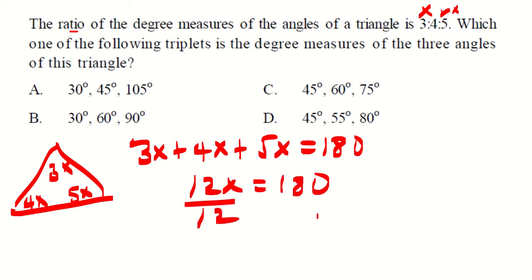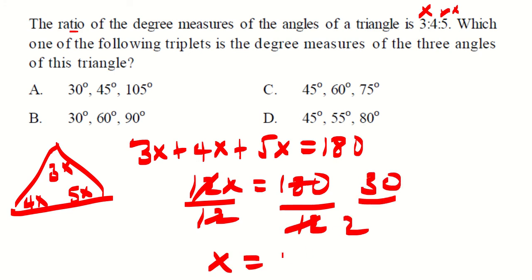Then divide both sides by 12. Then get the value of x. By 6, this will be 2. This by 6, 30. 30 divided by 2 will be 15. This is the x value. The question doesn't ask for x. So now we are asking for each of the angles.